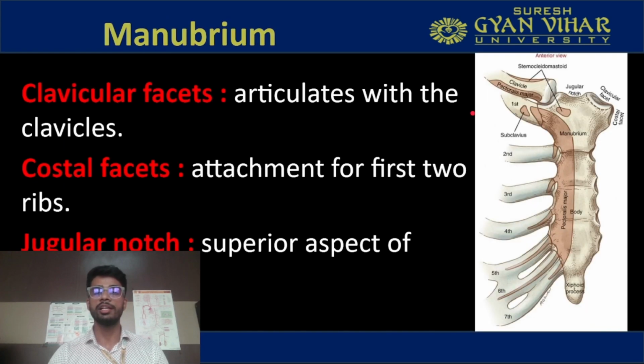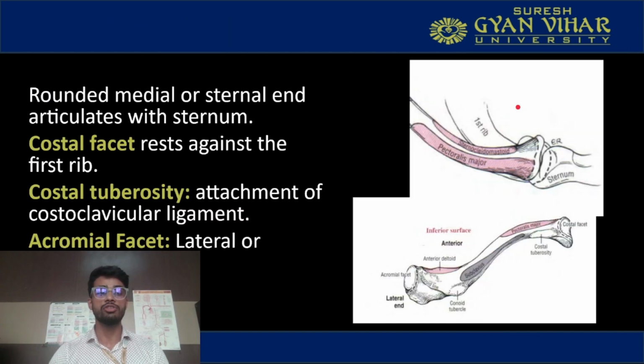To be more clear, if I show you this diagram, you can see this is the clavicle bone and this is the first rib. The part of the clavicle where the first rib gets attached is known as the costal facet. It is over here in this impression. If I demonstrate on this model, your costal facet will be somewhere over here.